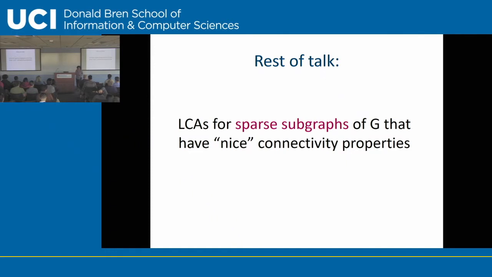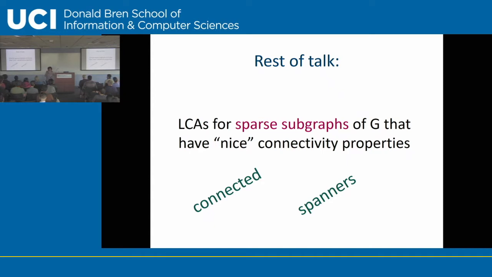So I want to talk about a different type of problem, and that is how would you get an LCA for sparse subgraphs of G that have nice connectivity properties? Like maybe what I want, actually what we started with wanting is I wanted just a spanning tree. I wanted to know, is this edge in the spanning tree of the graph? Okay, well, we'll talk about that, but so I just want connectivity. Like I just want a sparse, connected, I want a spanning tree of the graph or something like that.